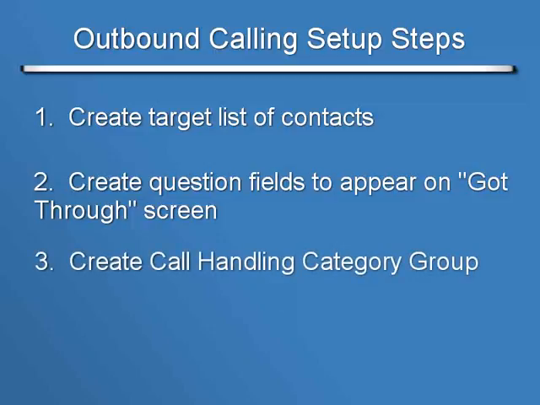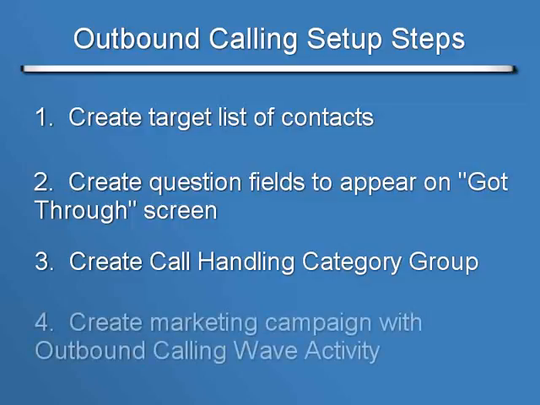Next, you create a call handling category group that includes our Lunch and Learn key attribute category. And finally, you create a marketing campaign with an outbound calling wave activity. We recommend that you view the previous tutorial videos that cover in detail how to accomplish steps 1, 2, and the first part of step 4.